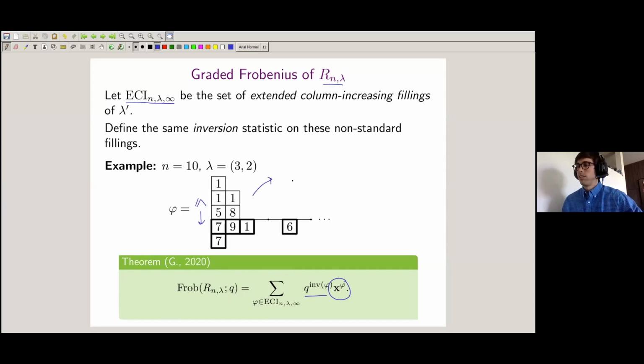So as an example, for this φ, x^φ is just the monomial recording how many times each label appears. So we have 4 ones, so it's x_1^4. We have a 5, so x_5, x_6, x_7 squared, x_8, and x_9.